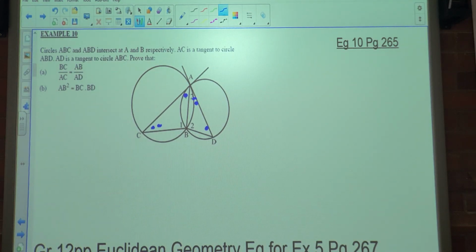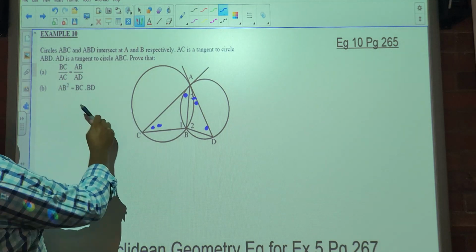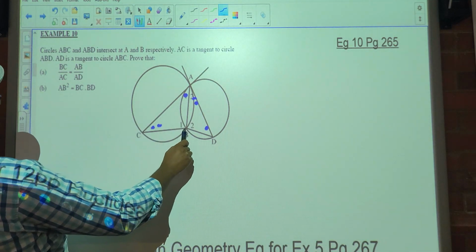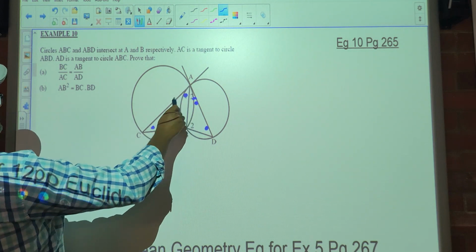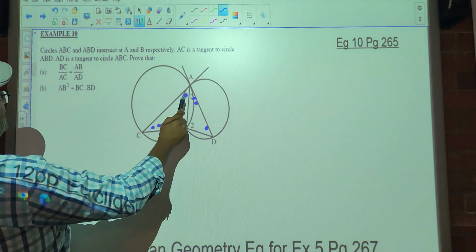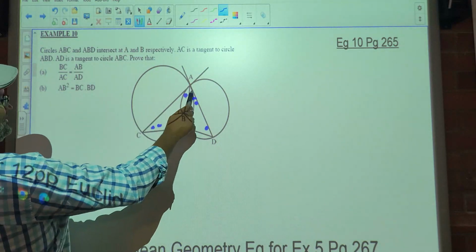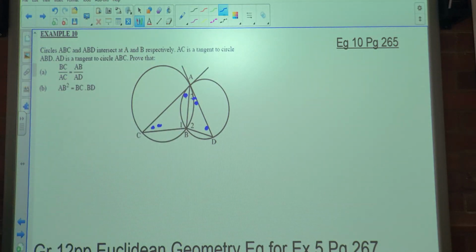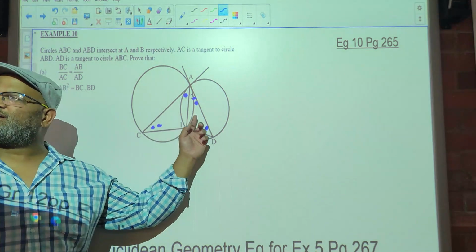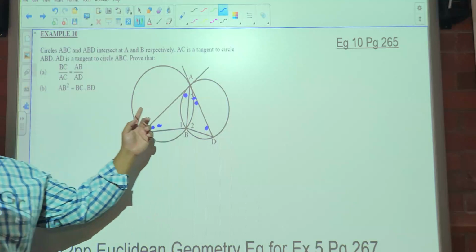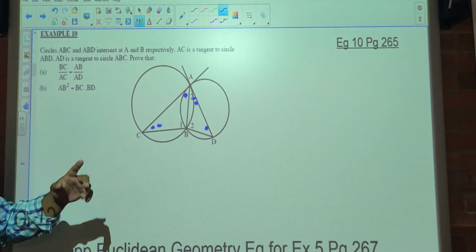Alright. So that's it. The question says, prove that BC over AC is equal to BD, AB over AD. Can you see that, people? So by proving these two triangles are similar, I can go with the fact that the sides are in proportion.